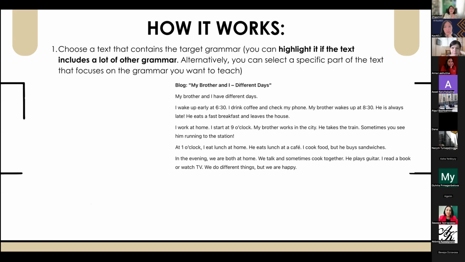Alternatively, you can select a specific part of the text that focuses on the grammar you want to teach. For example, you can give them the whole text to read as a gist reading, and then in the guided discovery you just take parts of the text. You can even use just three sentences and give them questions to work with, because they don't need to see the whole text. It's okay to do that.